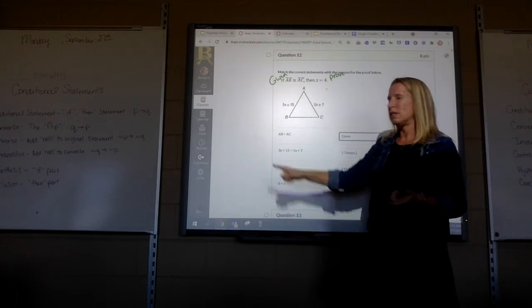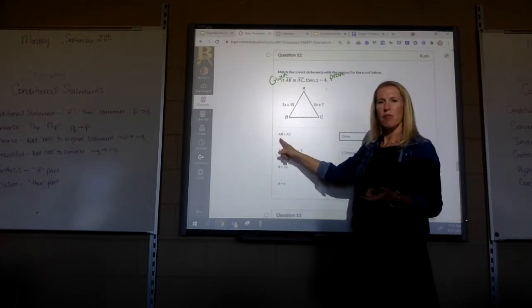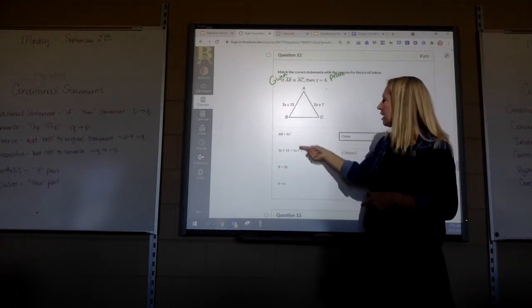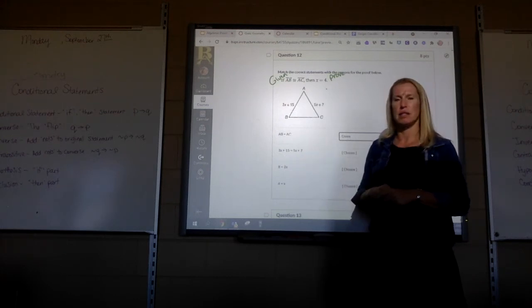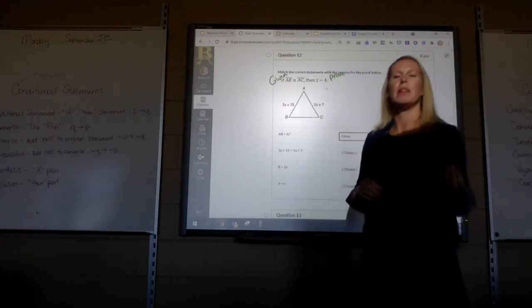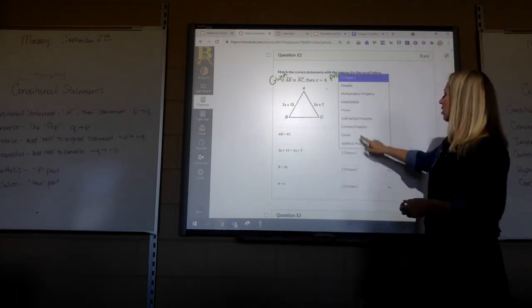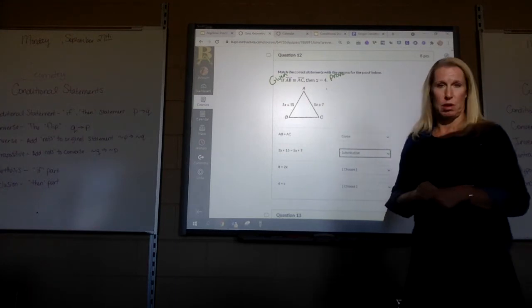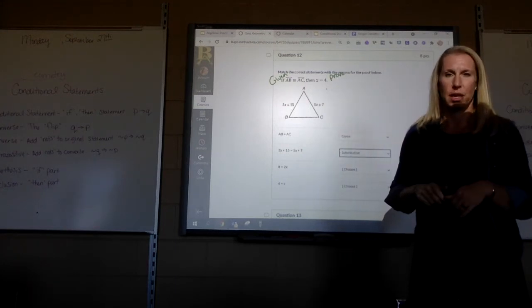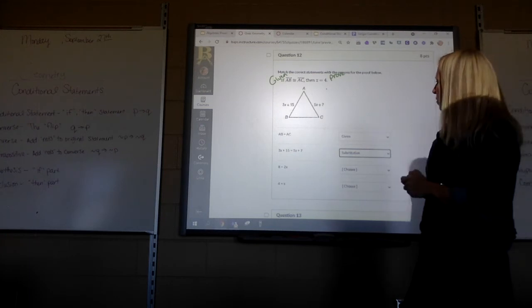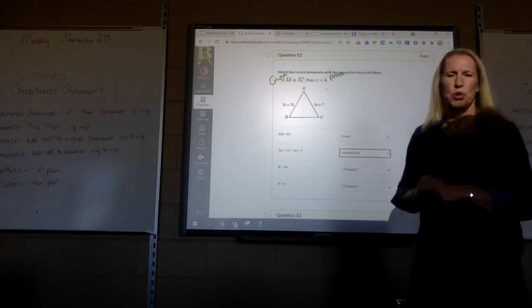But then notice that AB got replaced with 3x plus 15, and the AC got replaced with 5x plus 7. What's it called when you replace something with something else? That is called substitution property. So we substituted something in for something else. Now go to the next line. I'm left with 8 equals 2x.